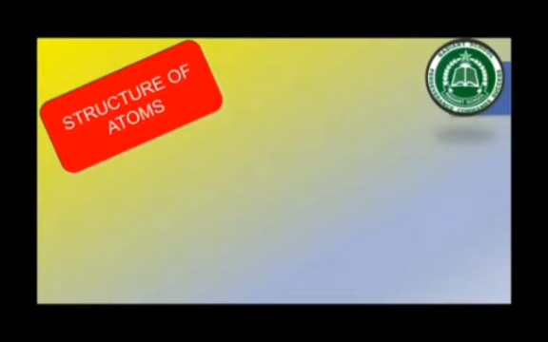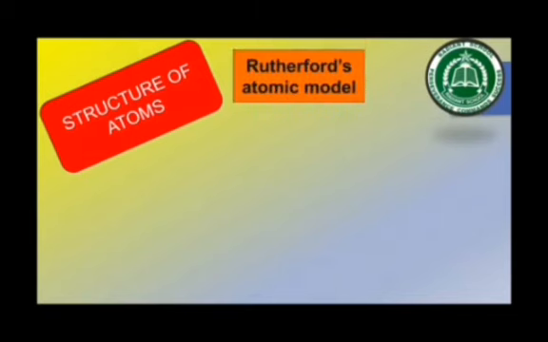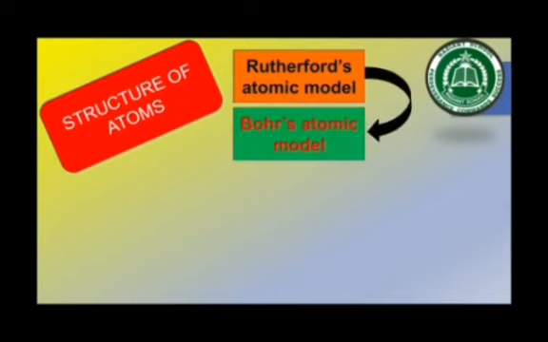Okay students, it was the last topic, electronic configuration, of the second chapter. Let's summarize chapter number 2, structure of atoms. In 1911, Rutherford performed the gold foil experiment and proposed a planetary model that was rejected due to some defects. In 1913, Niels Bohr proposed a model for an atom that was consistent with Rutherford's atomic model.